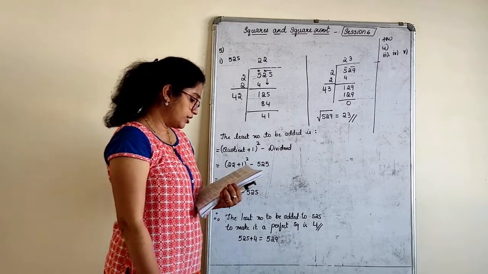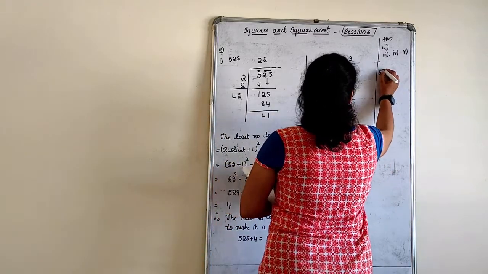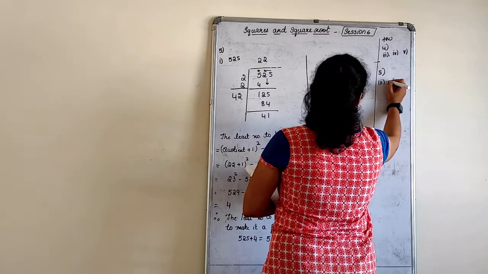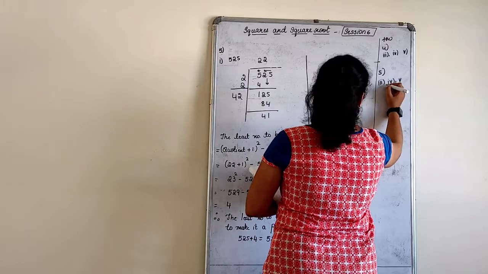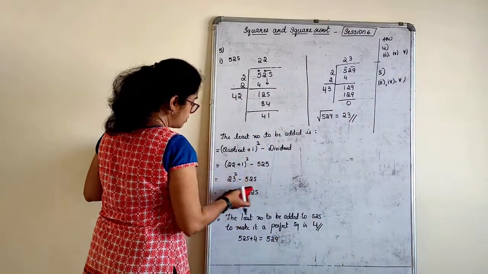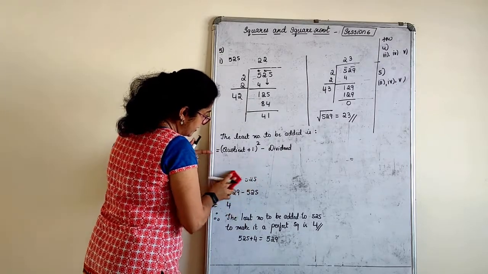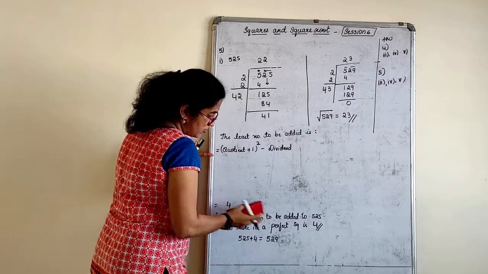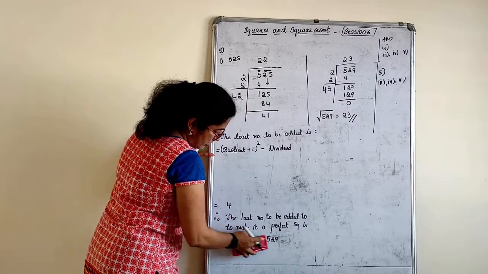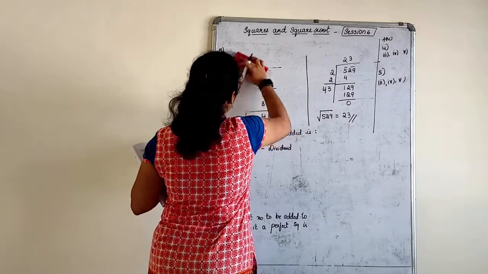One more sum I'll do, children. I'll take the next one. The third one, fourth one, and fifth one I'll give you for homework. So I'll keep this one as it is. The procedure will be the same thing. I need not write it again. Only the answer part I will delete. Okay, so let's see how to start with this.